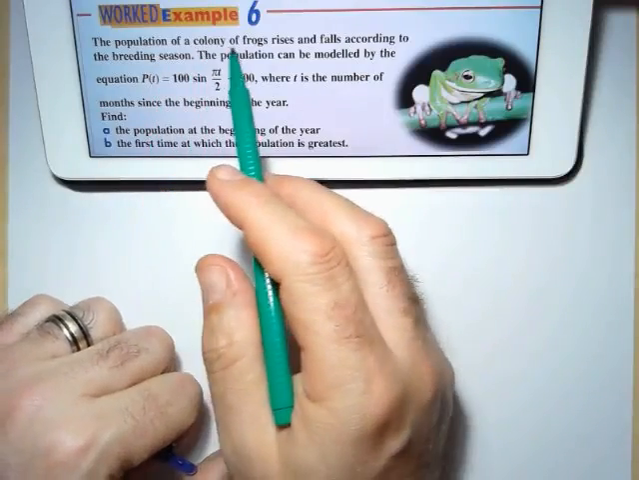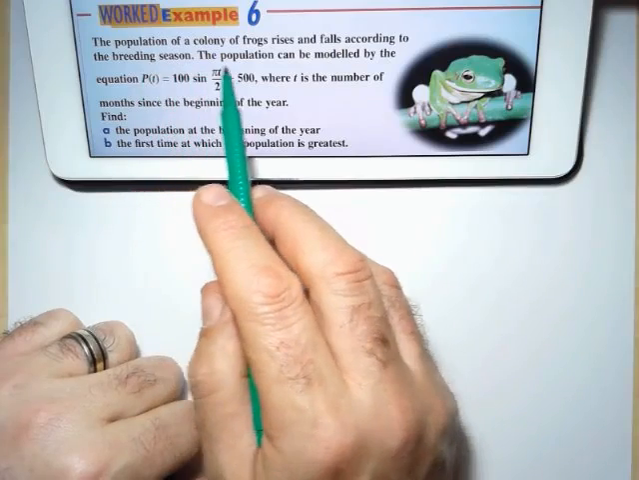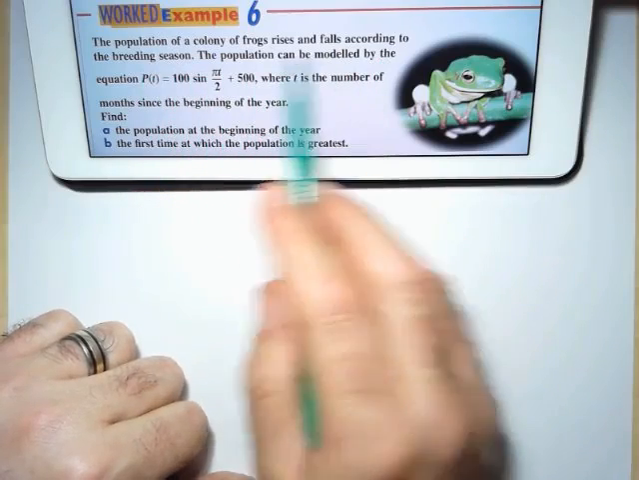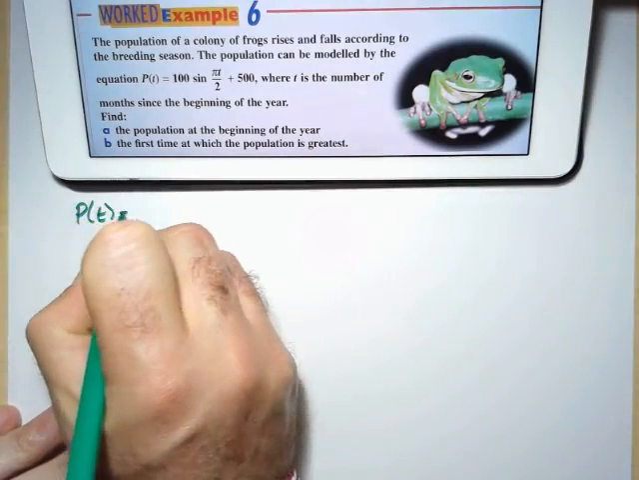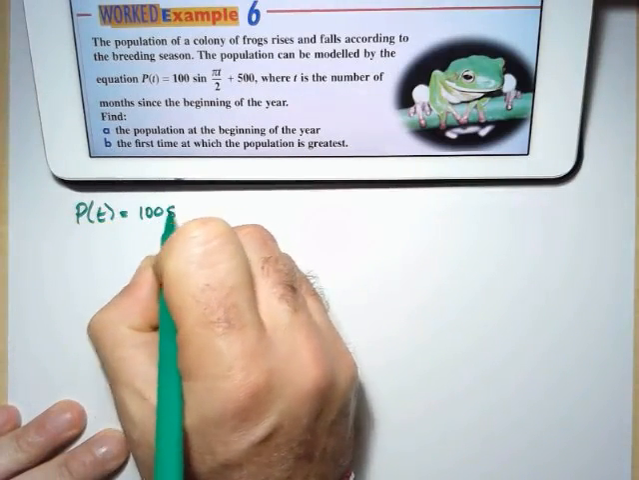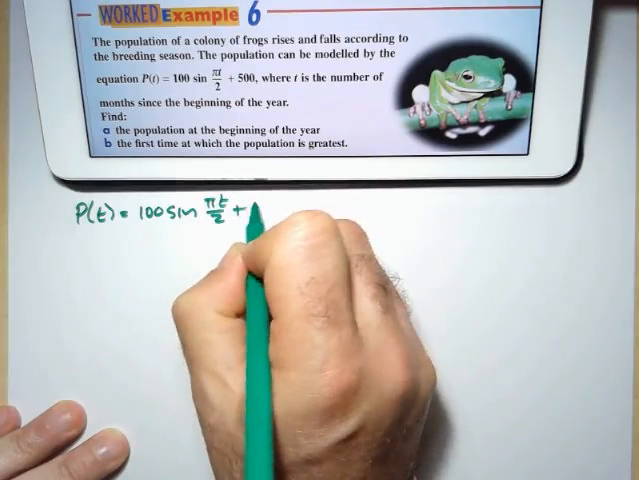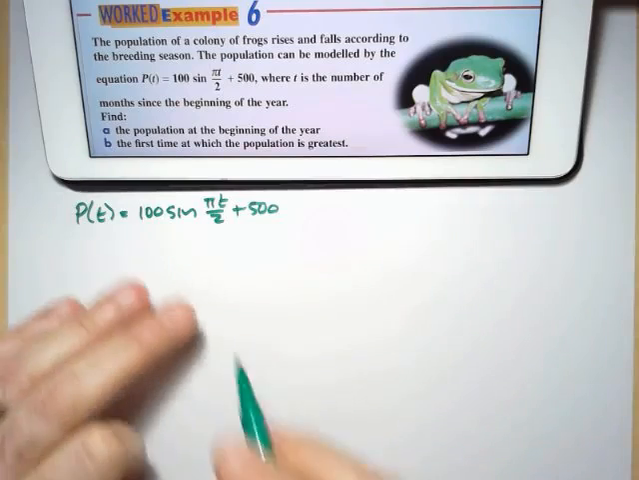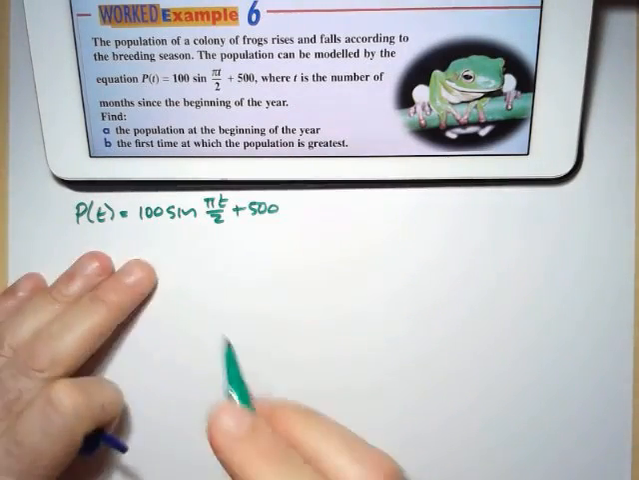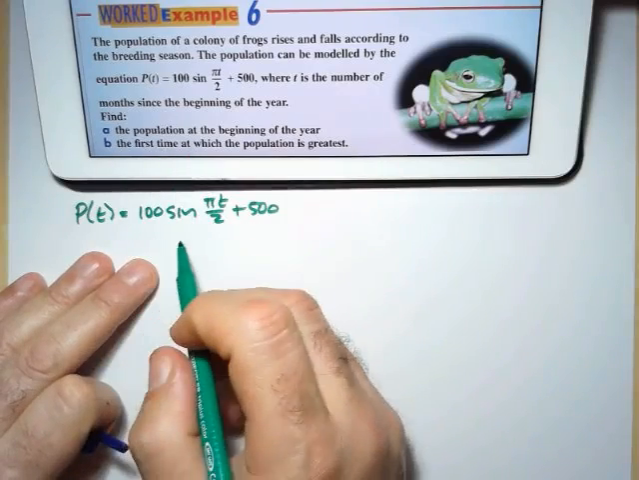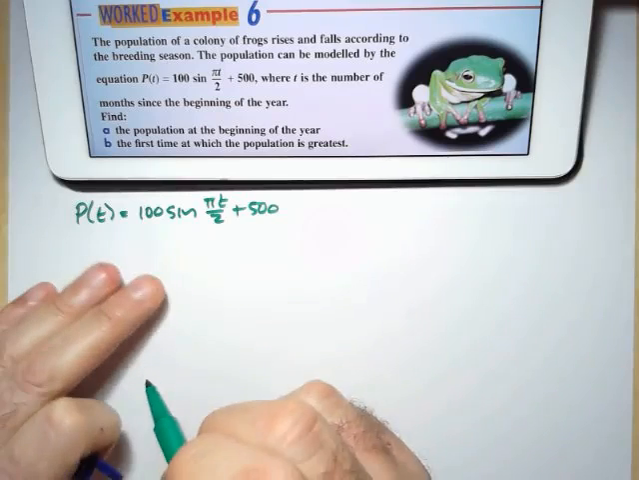The population of a colony of frogs rises and falls according to the breeding season. The population can be modeled by the equation P(t) = 100 sin(πt/2) + 500, where t is the number of months since the beginning of the year. First of all, calculate the population at the beginning of the year and the first time at which the population is the greatest.